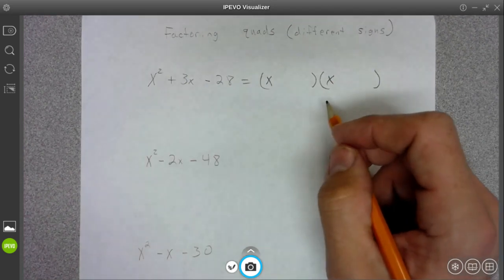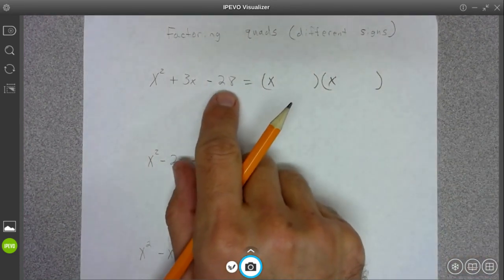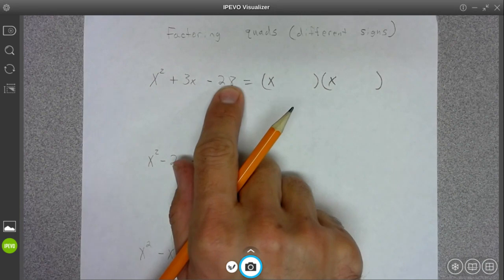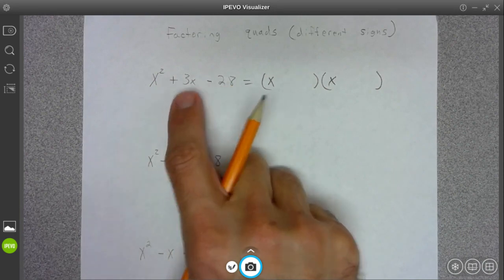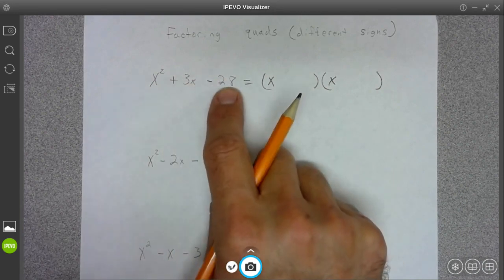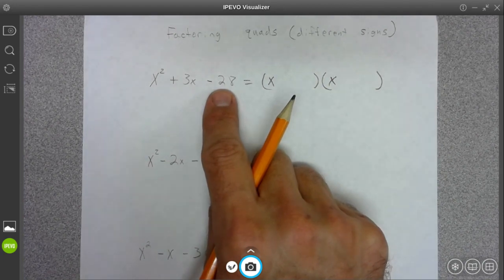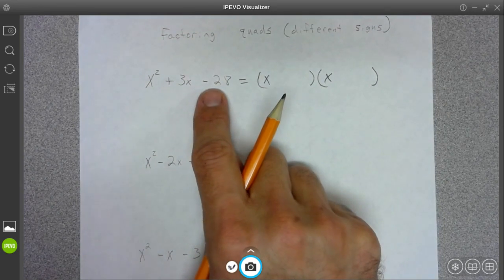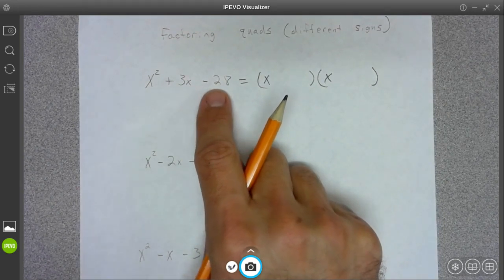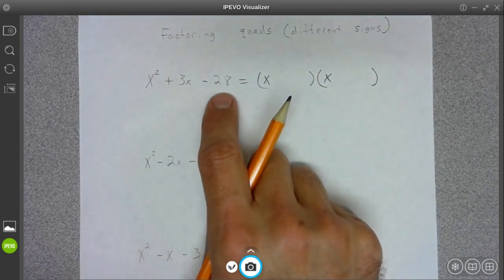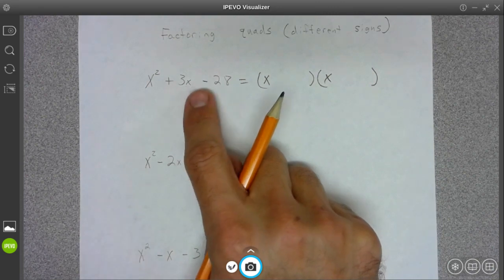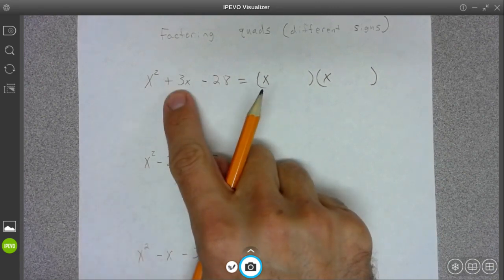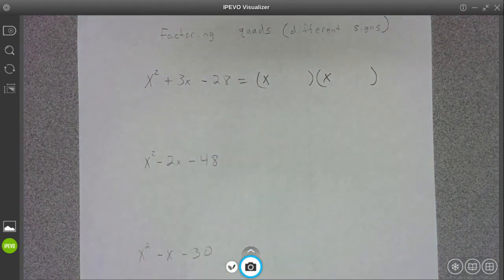All right, now last time we were looking for two numbers that multiplied to 28 and added up to the middle term. This time, technically it still will work like that. We're looking for two numbers that multiply to negative 28 and add up to positive 3. But I think that's kind of weird to think of it that way. If you want to think of it that way, you can. I'm going to find two numbers that multiply to 28 and subtract to give me 3. You probably already know what they are.